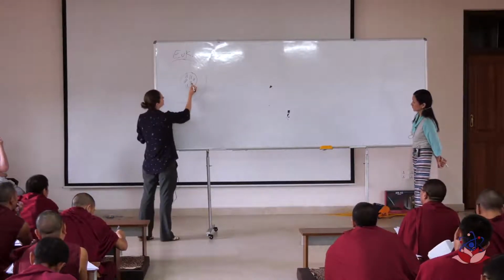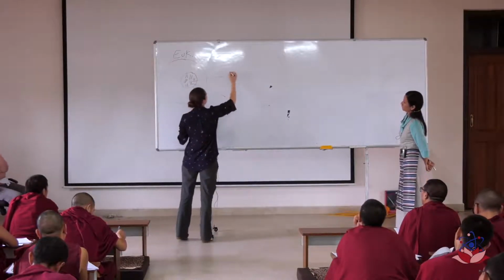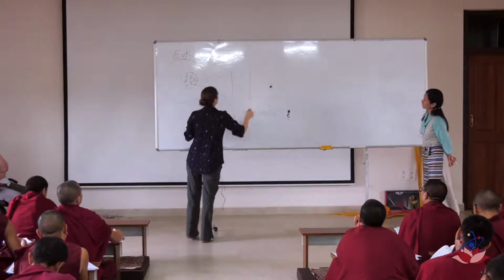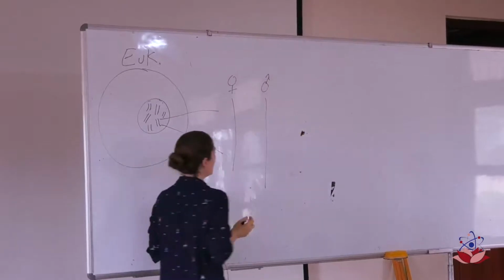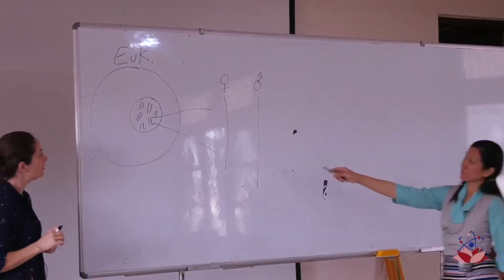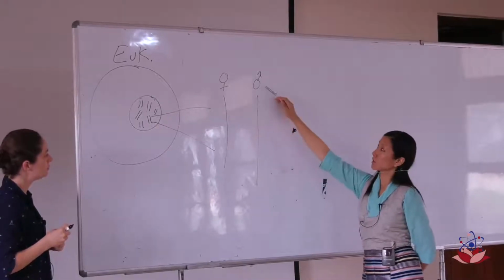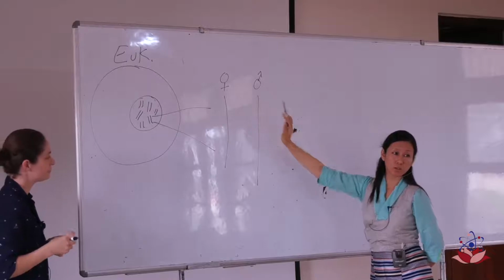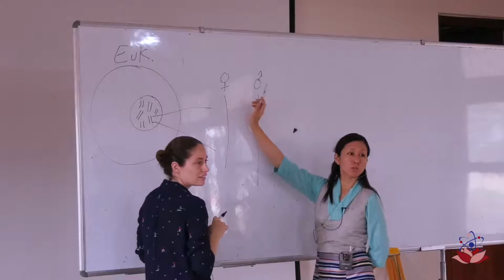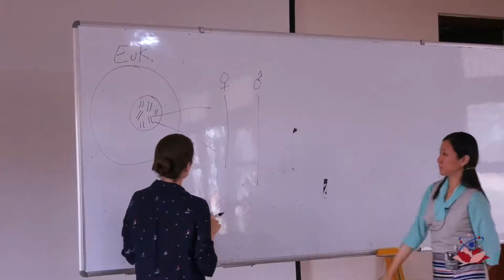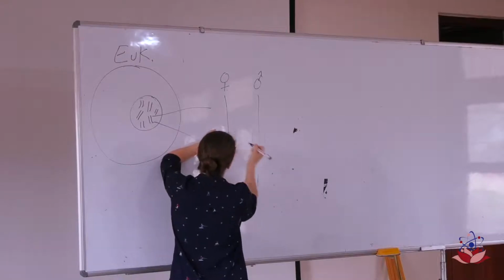Now, if we just take these chromosomes and blow them up, one I got from my mom, one I got from my dad. Do these symbols make sense from male and female? Oh, yes. Okay. Right, and there are many genes along here.